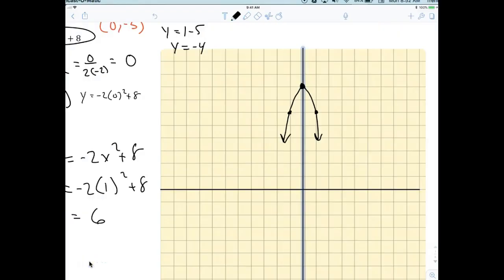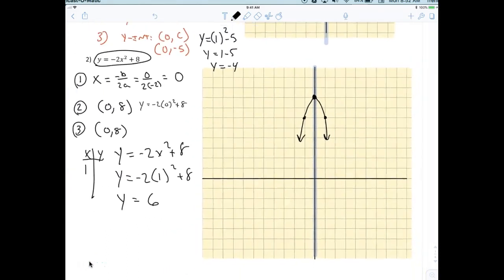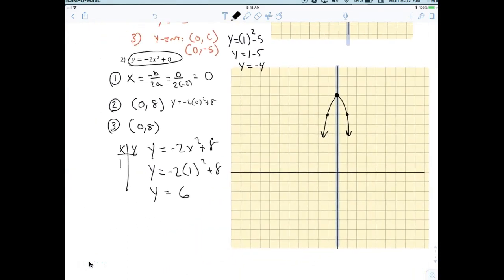Sorry about the technical difficulties, but let's just summarize real quick. I just plugged 1 into the equation and found that my y value was 6. So I plotted 1, 6. Then I used the mirror image. I'm 1 unit away from the axis of symmetry, so there's got to be another point over there 1 unit away.